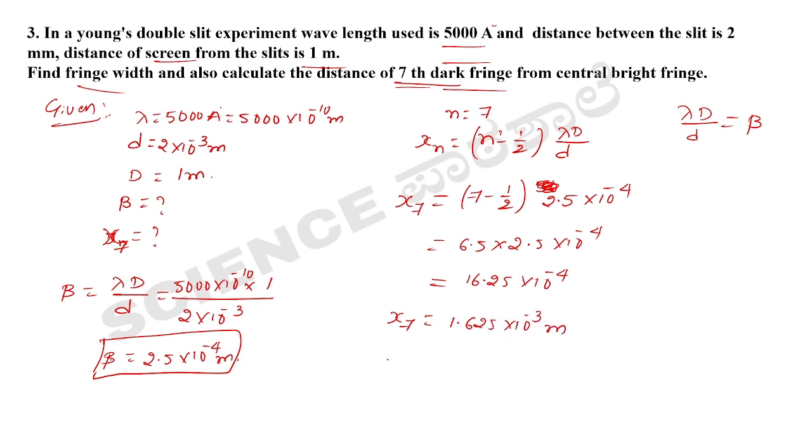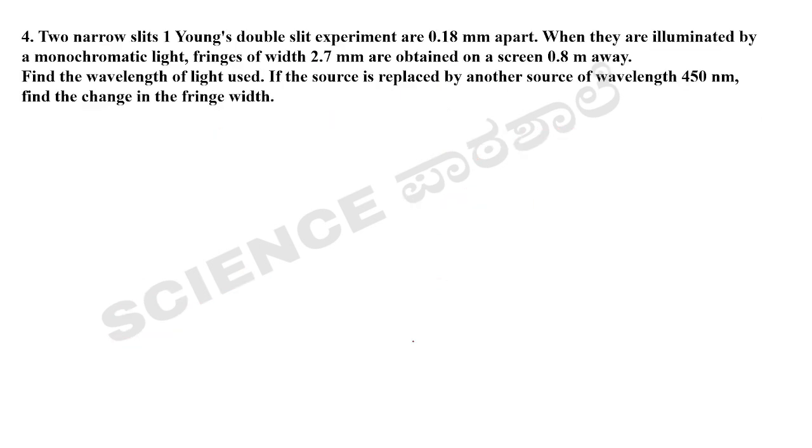That is x7 is equal to 1.625 millimeter. This is the answer. Very simple. You have to do the calculations and simplify by yourself, because I might be wrong. Take a calculator, do the calculation, and you will get the same answer. Okay, next question, fourth question.